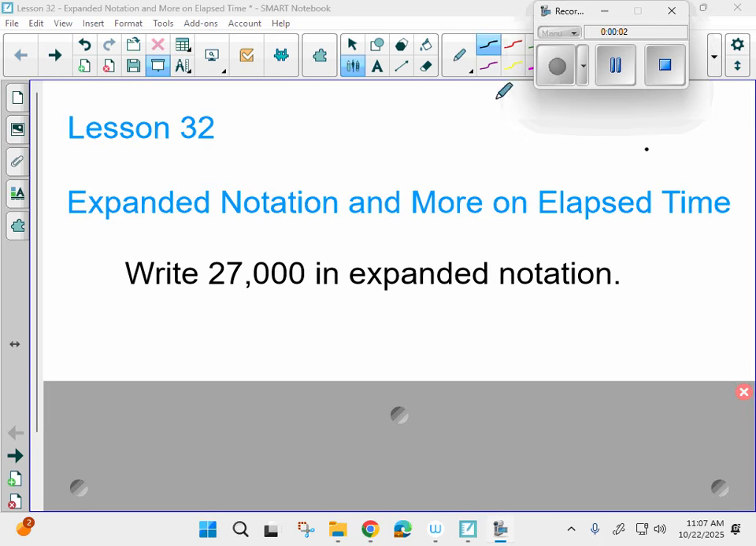Lesson 32. Write 27,000 in expanded notation. Okay, the 2 is in the 10,000s place, so we're going to write this as 2 times 10,000.